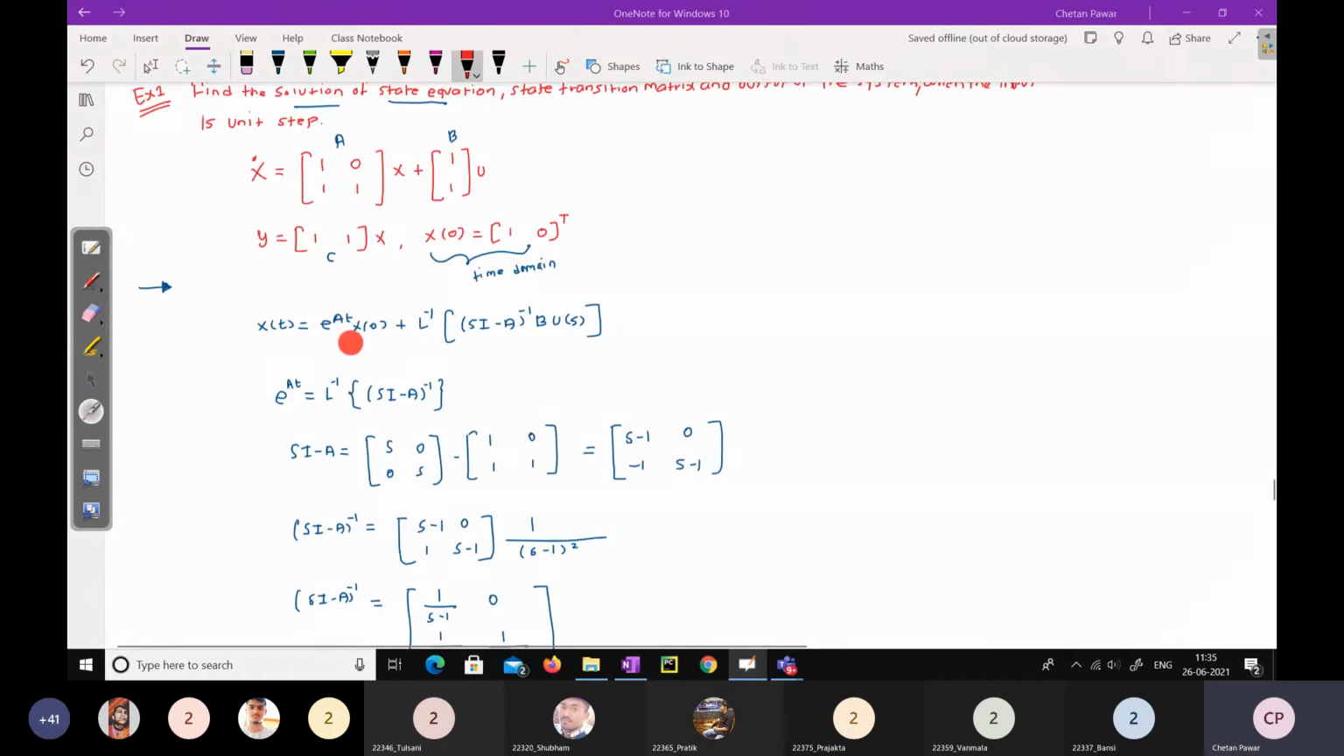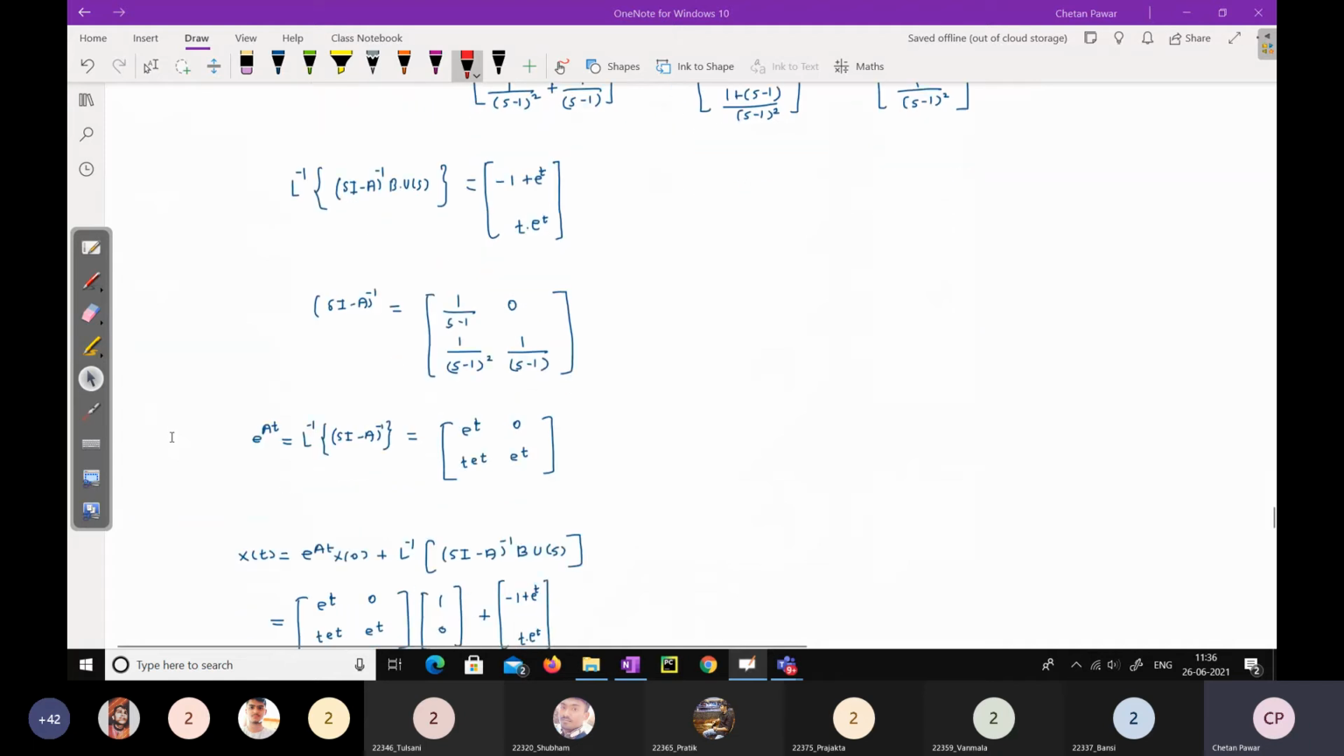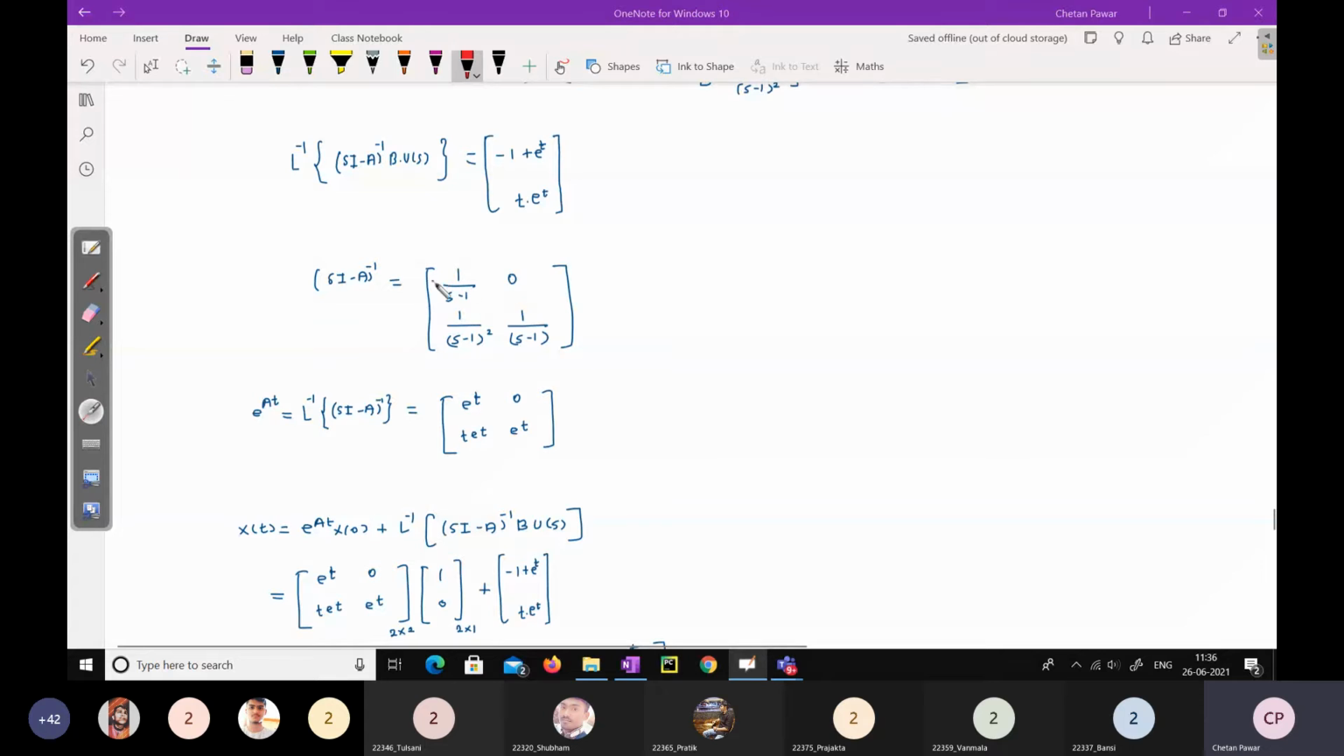So e raised to At, which is the Laplace inverse of sI minus A inverse, is the state transition matrix. sI minus A inverse will be 1 upon s minus 1, 0, 1 upon s minus 1 square and 1 upon s minus 1. If you take the Laplace inverse of it, this term will be e raised to t, this will be 0, this will be t into e raised to t, and this term will be e raised to t. So this will be my state transition matrix.